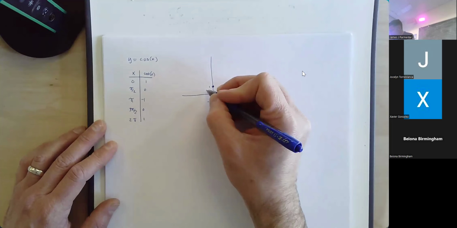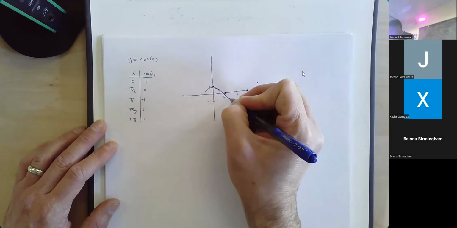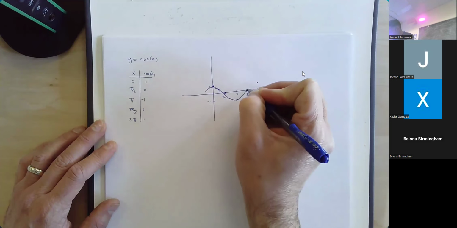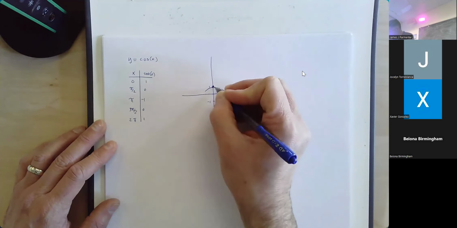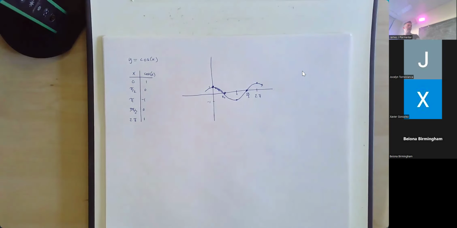It's going to have the same sort of shape. But whoops, not my best graphing ability there. But it's going to look like the sine function just got shifted pi over 2 to the right.